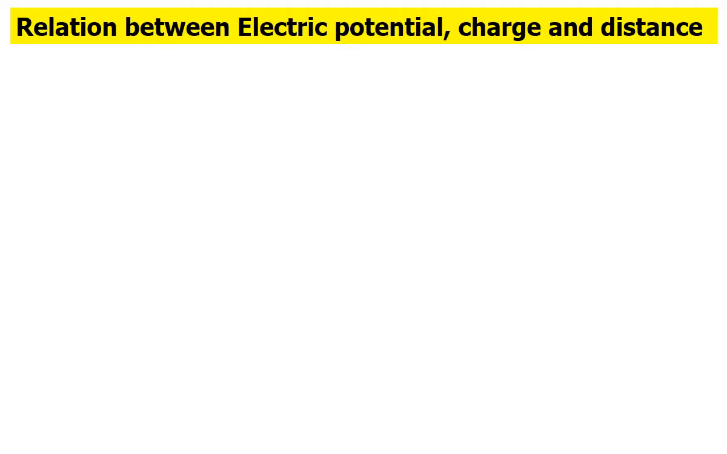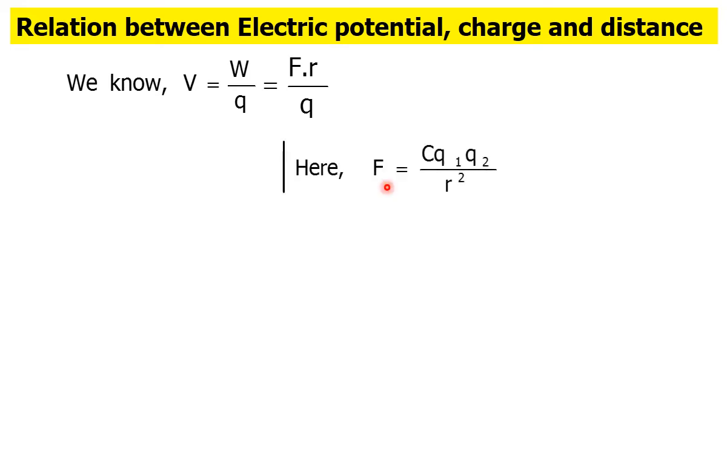Let us talk about the relation between electric potential, charge and the distance. It is another formula of electric potential. We know the formula of electric potential is V equals W by Q. Here W is the work done. The formula of work done is W equals Fs, but we will write here F into R, because R is the distance between two charges and F is the force, and we know the Coulomb force F equals C Q1 Q2 by R square. And if you want to write the force for similar charge, then we can write F equals C Q square by R square.